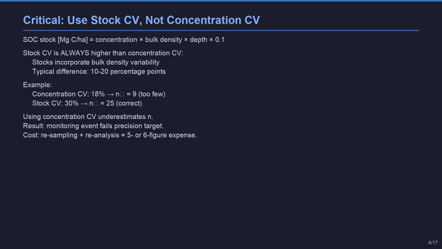In the scenario from the hook of this video, the project team used a concentration CV of 18%, which gave them N equals 9. The true stock CV was closer to 30%, which requires 25 samples. They sampled 15 and failed the precision check. Always compute CV from SOC stock values, not raw concentration readings from the lab report.